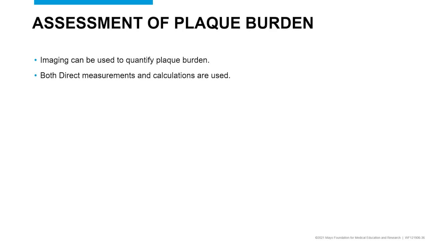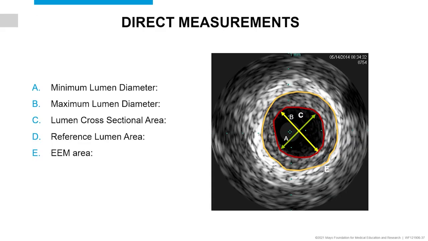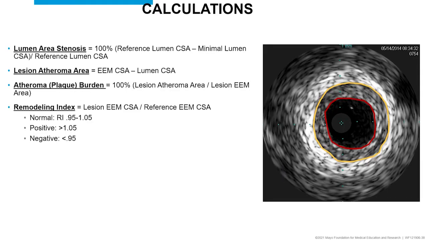You can use imaging to assess the burden of coronary plaque. You can use direct measurements and calculations for this purpose, and this is a typical example of how it's done. You've got a cross-section of a coronary. You can calculate a minimum lumen diameter. You can calculate a maximum lumen diameter. You can get your lumen cross-sectional area by tracing around the lumen. You can get your external elastic membrane area. And then once you obtain these measurements, you can perform these calculations to get your lumen area stenosis, to get your lesion atheroma area, the atheroma burden, and also the remodeling index.